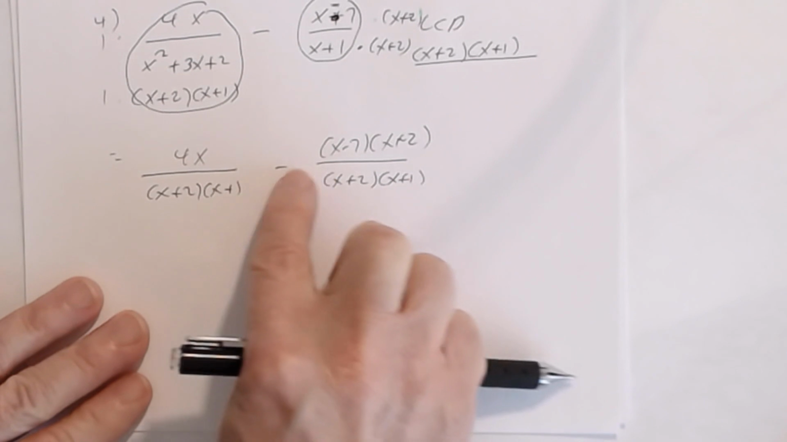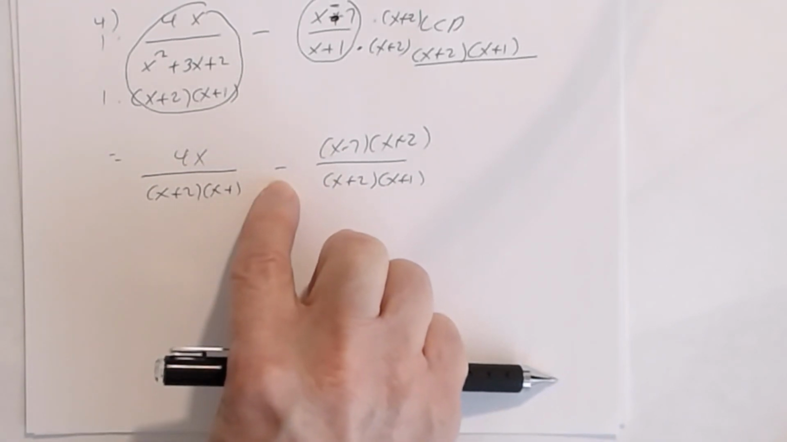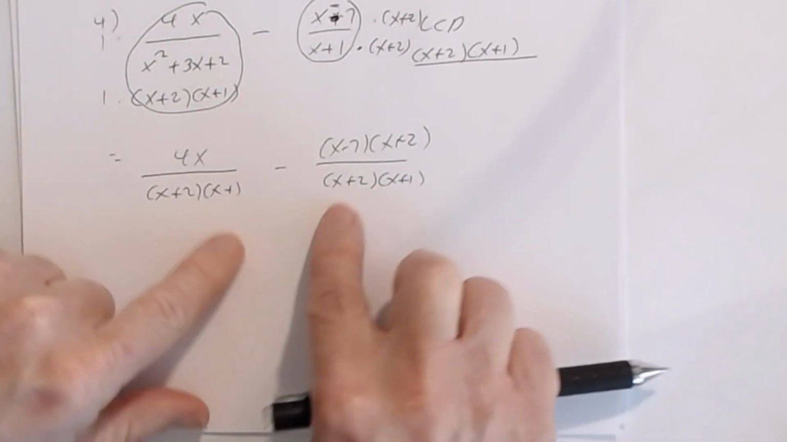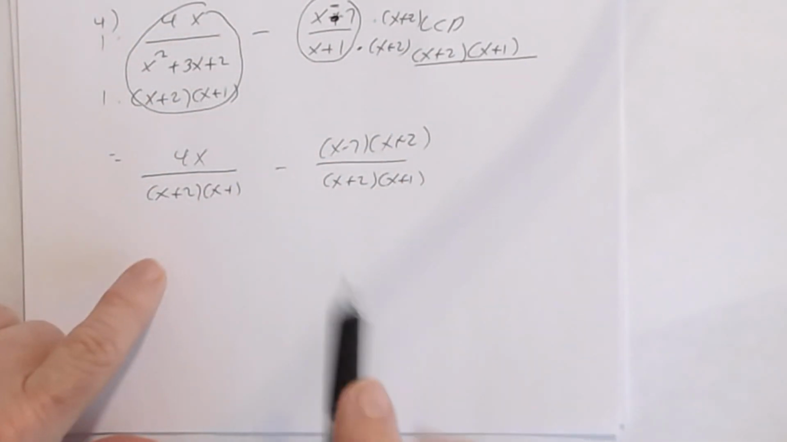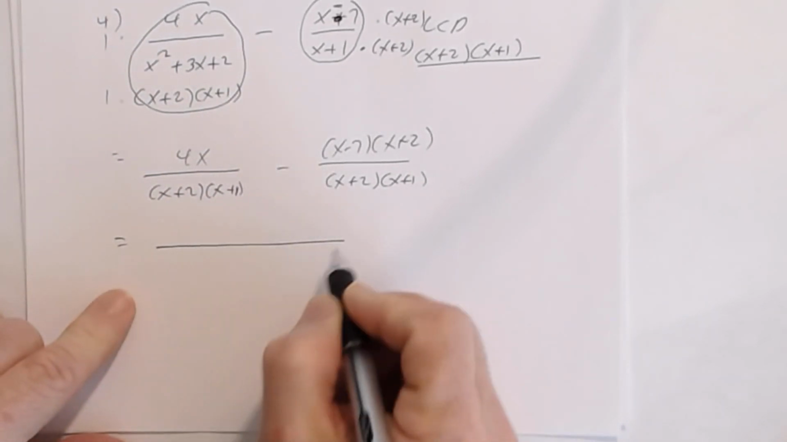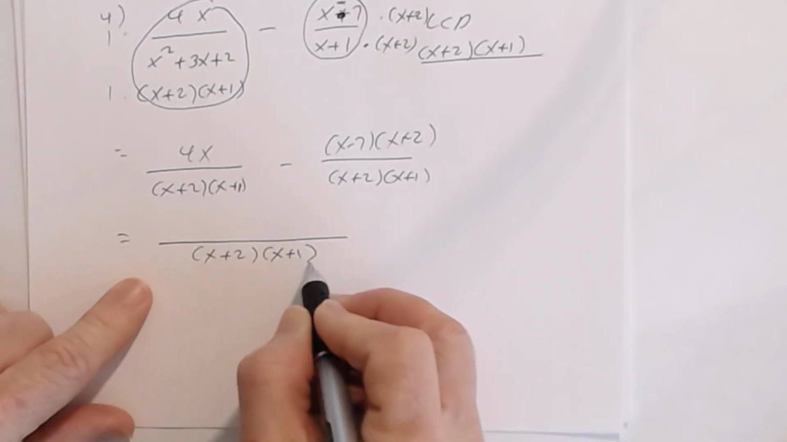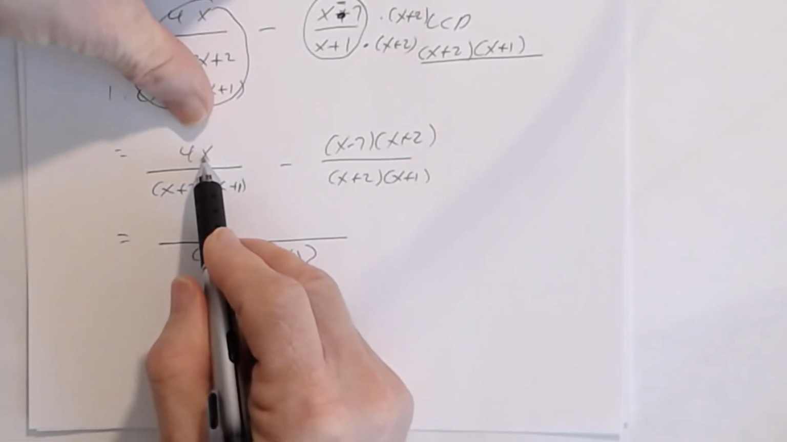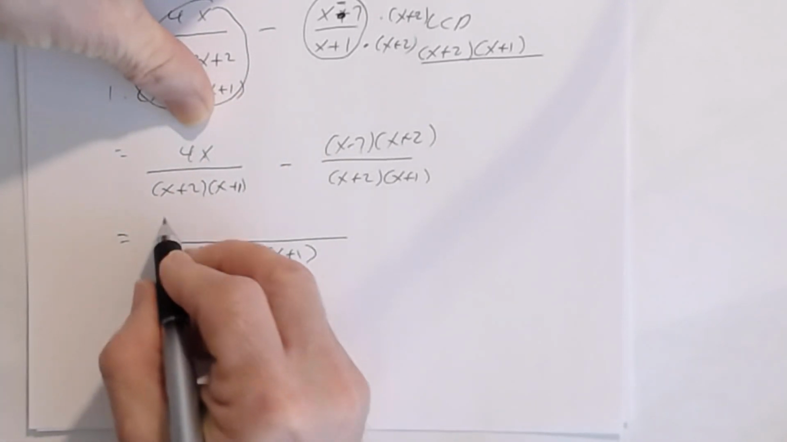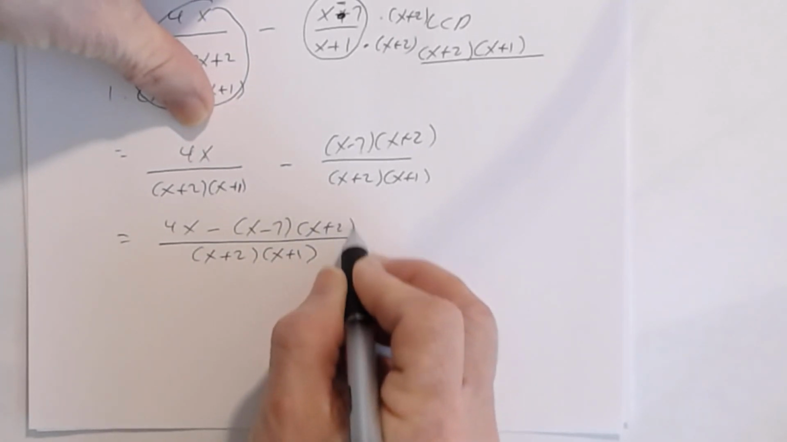You've got to be careful here though, because that's a subtraction. Many students mess up with the subtraction symbol right here. So be very careful. Now I have two rational expressions with the same denominator, so I'm going to write this as one rational expression. x plus 2, x plus 1. And then my numerator is going to be this minus this. In other words, 4x minus x minus 7, x plus 2.